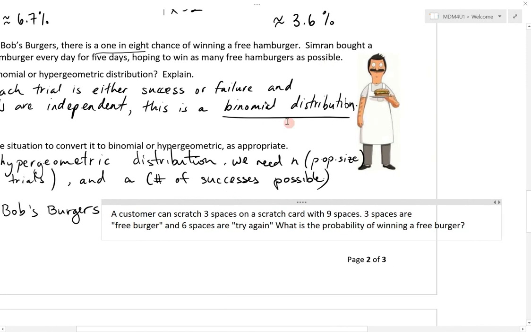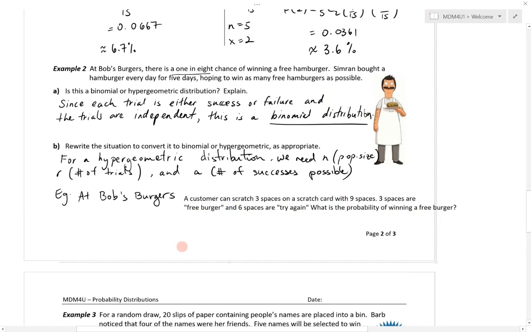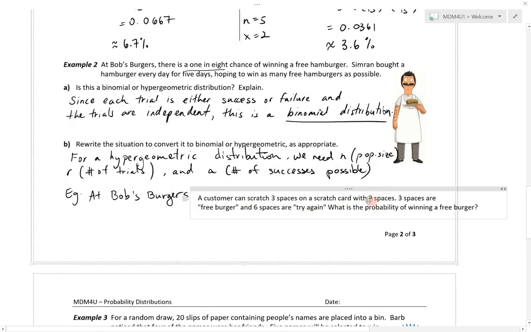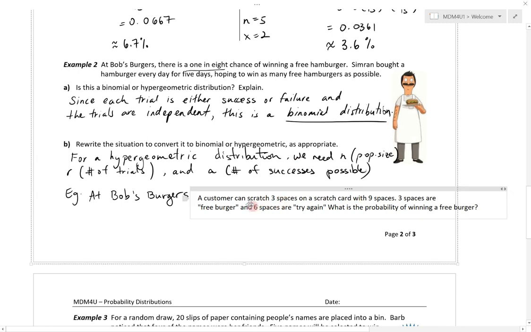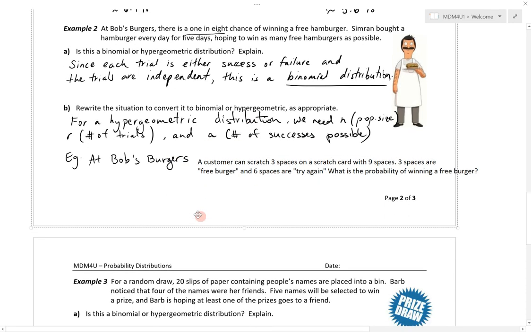Okay, so here we have 9 spaces, which is our total population, and we can scratch 3 spaces on that card. So we're going to conduct 3 trials, right? Out of those 3 trials, you can get a success. So you have three ways of getting a success, which would be my a value, and 6 ways of getting a failure. So that would be a total of 9. Okay, so we just changed the problem to a hypergeometric problem. As simple as that.